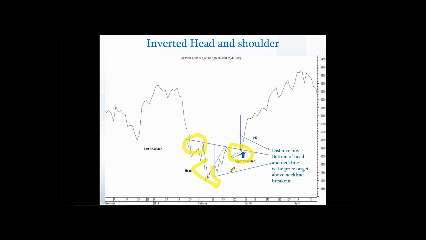As you can see, the stock had given a breakout somewhere. This is a Nifty chart at 4850 levels, and it touched almost 5400 levels. So this is how effective these breakouts normally are in a head and shoulder pattern.